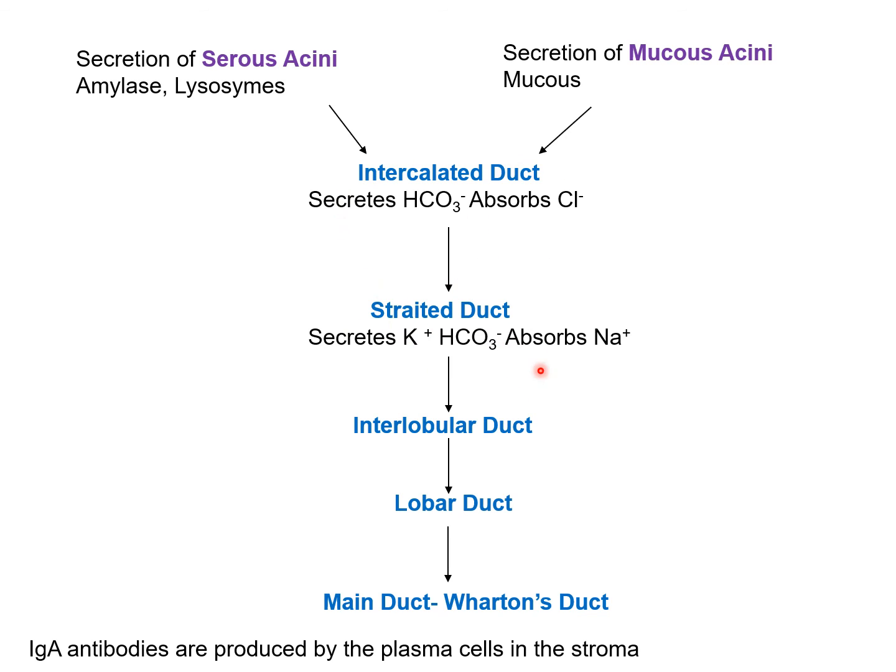From these two intralobular ducts which are present within the lobules, that is the intercalated duct and the striated duct, the secretion now moves into the interlobular ducts, then into the lobar duct, then into the main duct, which is the Wharton's duct. And from the intercalated duct to the main duct, the Wharton's duct, the lining epithelium of this particular ductal system becomes more and more complex. It changes from simple squamous to cuboidal to ultimately the non-keratinized stratified squamous epithelium of the oral cavity, which is present just at the tip near the opening of the Wharton's duct in the oral cavity.